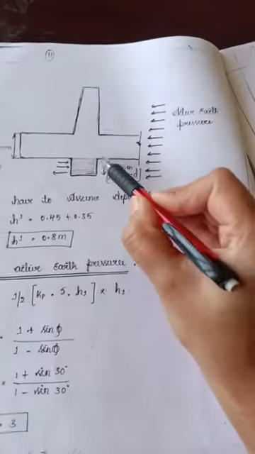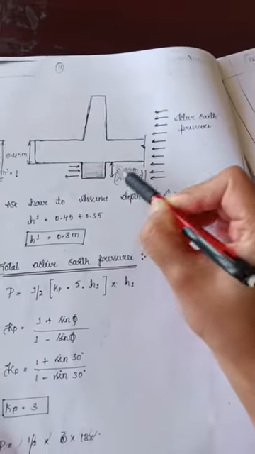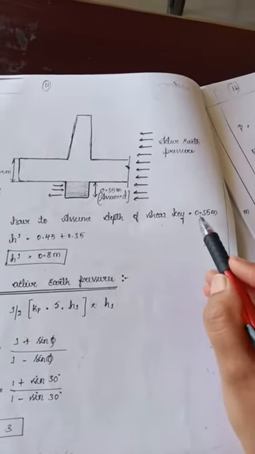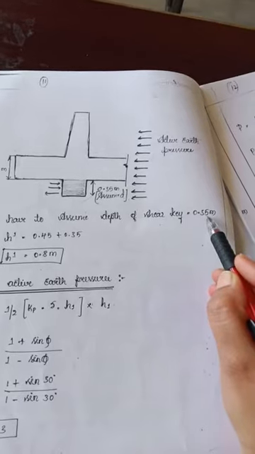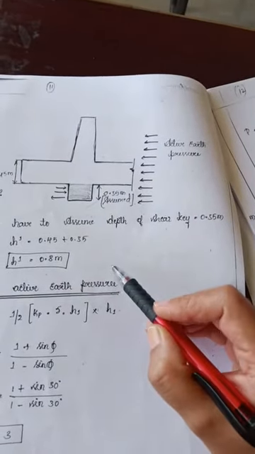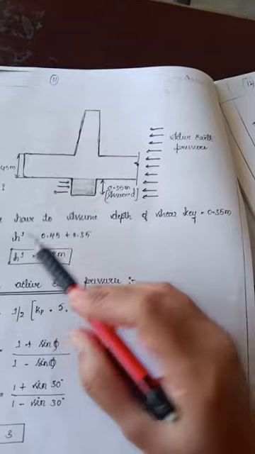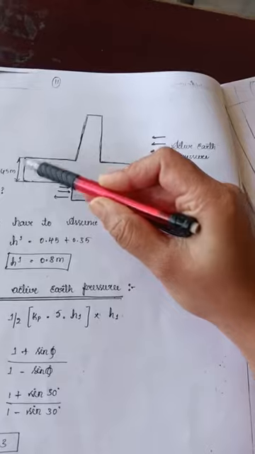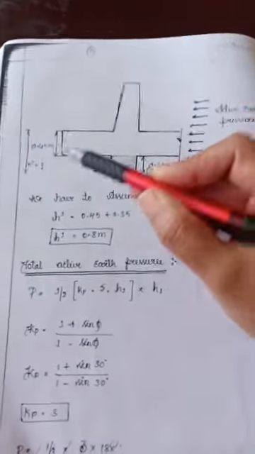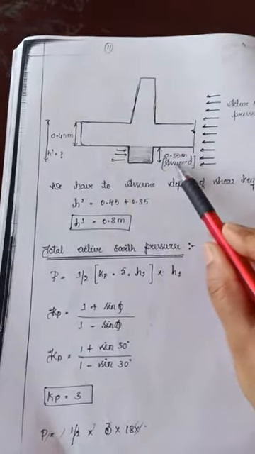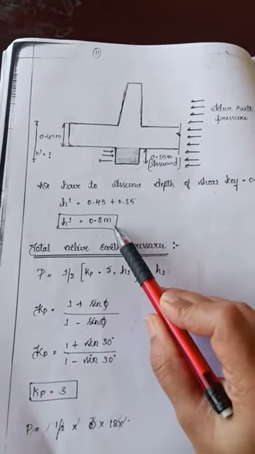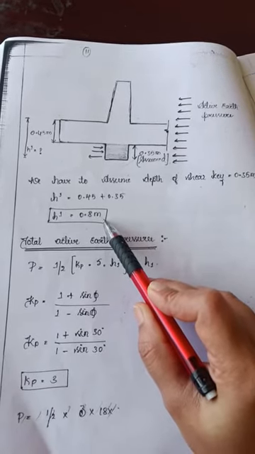Here we provide a shear key in the base of the retaining wall. We assume the depth of the shear key to be 0.35 meter. This is assumed data. To find the h dash value, which is the thickness of the base up to the shear key, the thickness of the base is 0.45 and the shear key depth is 0.35. Then the h dash value is 0.45 plus 0.35, which is 0.8 meter.